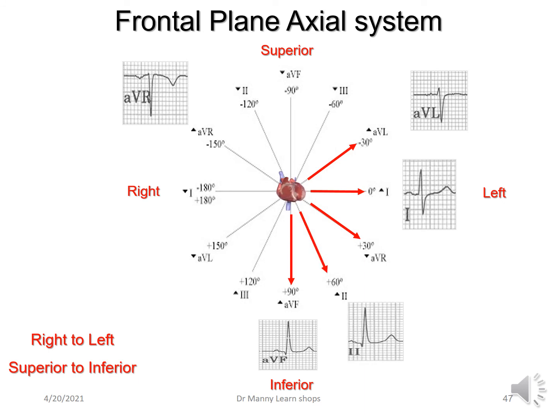Lead 2 is a combination of AVL and AVF. Lead 3 is a combination of AVR and AVF. These are your 6 limb leads in the frontal axial plane. 3 are unipolar, AVR, AVL and AVF. 3 are bipolar, lead 1, lead 2, lead 3. AVR, AVL and AVF create lead 1, lead 2 and lead 3.